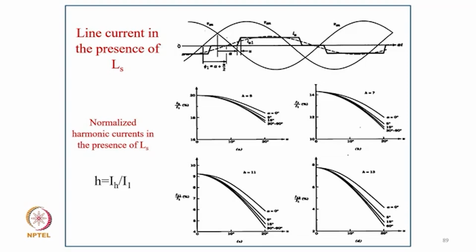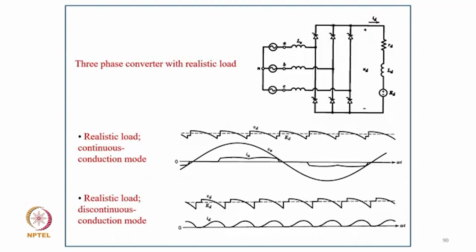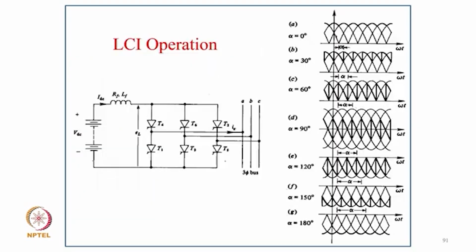So this is the line current in the presence of Ls, and the normalized harmonic current is H equal to IH upon IL1. So how the different harmonics change with the source inductance, and the three-phase converter with a realistic load, an RLE load.